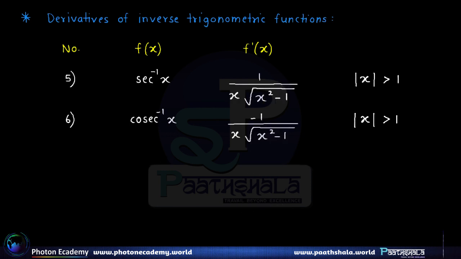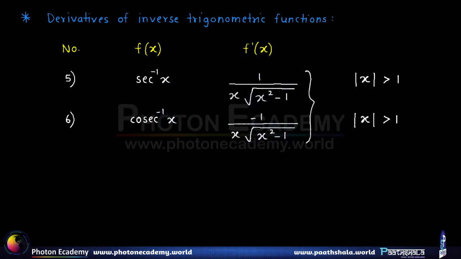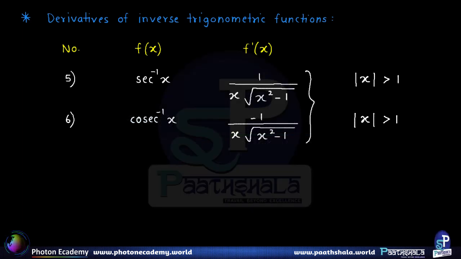Moving on, we have the remaining two, that is sec inverse and cosec inverse. Once again, here also you'll see that in the formula, the only difference is of the sign. For sec inverse, we have 1 upon x into root of x square minus 1, whereas for cosec inverse, it is a negative of the previous one. And as we know, in both of these, the domain is that mod x should be greater than 1. That is, x should be either bigger than 1 or smaller than minus 1. Alright, so we have to use these as standard formulae in solving the sums.